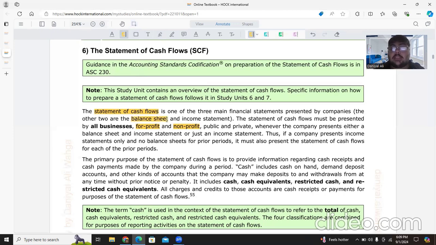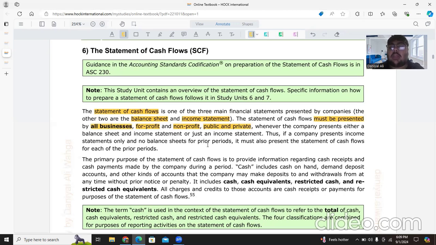Next, we have a balance sheet and an income statement. We have public and private organizations or businesses. Whenever the company presents either a balance sheet and an income statement, or just an income statement, you are required to prepare the statement of cash flows. It is an important statement. It states the statement of cash flows must be presented by all businesses. Your organization should prepare a statement of cash flows. You need to keep that in mind.